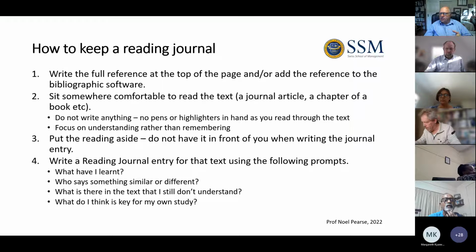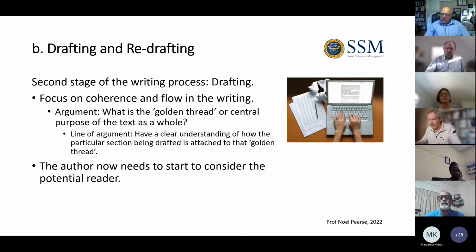Who says something similar or different? What is there in the text that I still don't understand? What do I think is the key for my own study? So those are a couple of suggestions for keeping a reading journal, which I think is a good suggestion. Then after that comes drafting and redrafting.